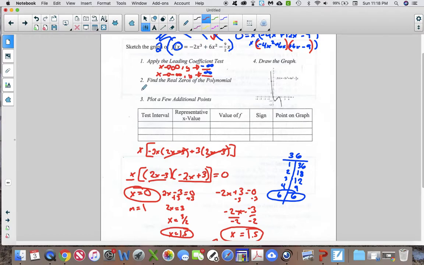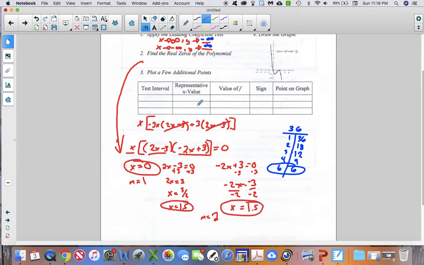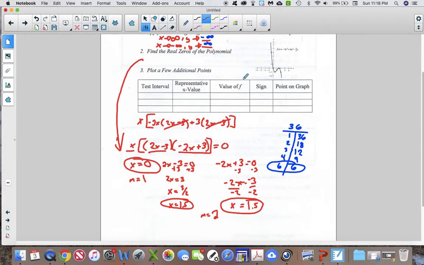Okay, so find real zeros of the polynomial function. I'm going to just draw an arrow because I don't want to rewrite that. So all of this stuff down here, those are my zeros, okay? And then plot a few additional points. So I know that he is touching 0 at 1.5.